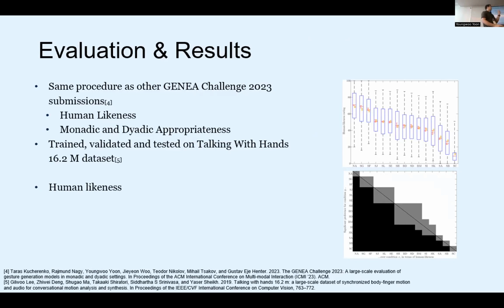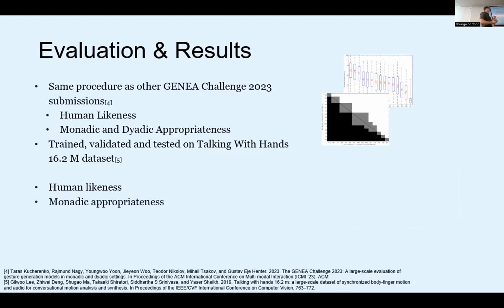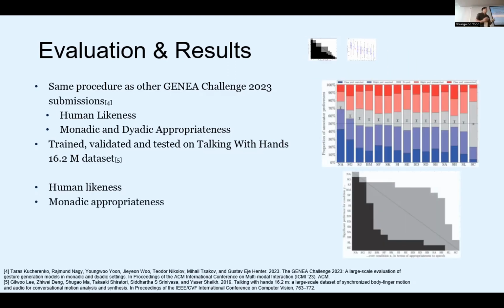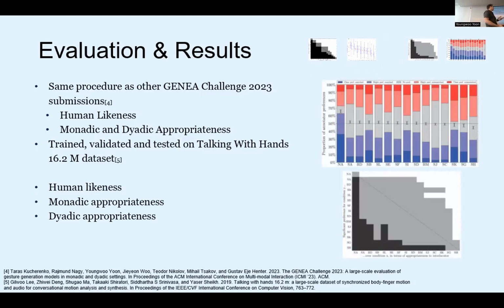However, when you compare to the monadic and dyadic baselines, you can see that our performance was not hindered by essentially training with less data than the previous baselines. Since we filtered to only training with speaker behavior and only training with listening behavior, we were worried that our performance would drop in at least the human likeness and the monadic appropriateness cases, even if not in the dyadic one. So once again, you see no significant difference, essentially. Same for the dyadic appropriateness.